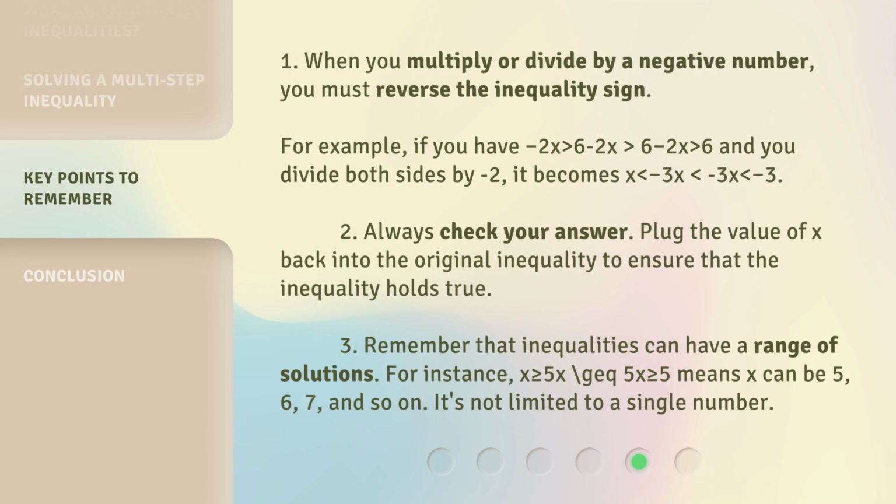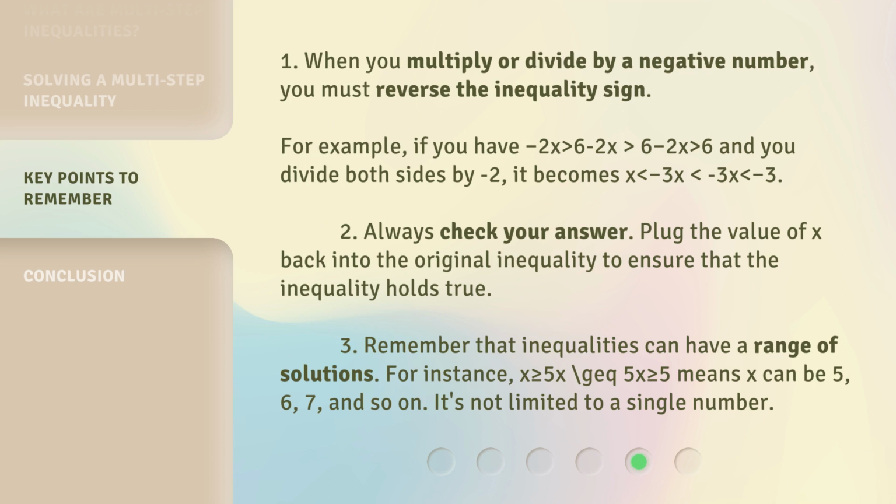1. When you multiply or divide by a negative number, you must reverse the inequality sign. For example, if you have -2x > 6 and you divide both sides by -2, it becomes x < -3. 2. Always check your answer.